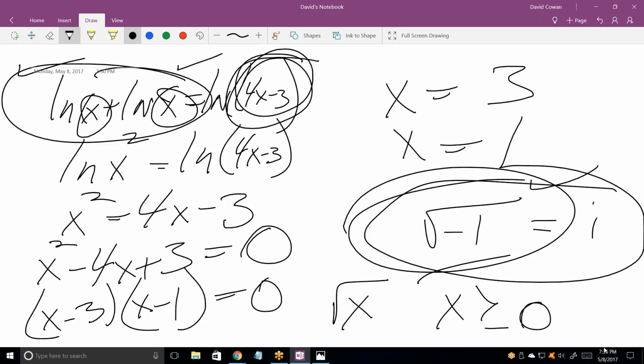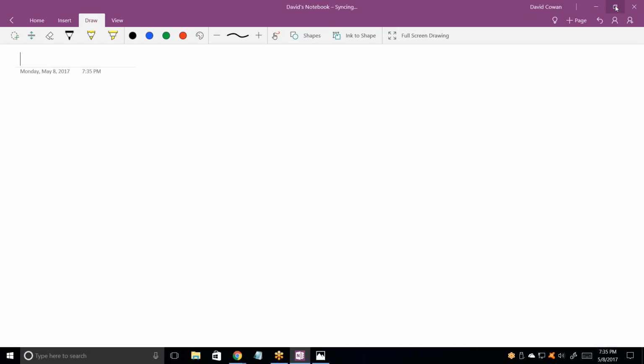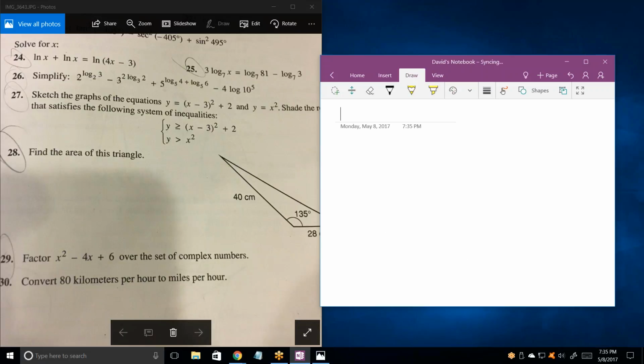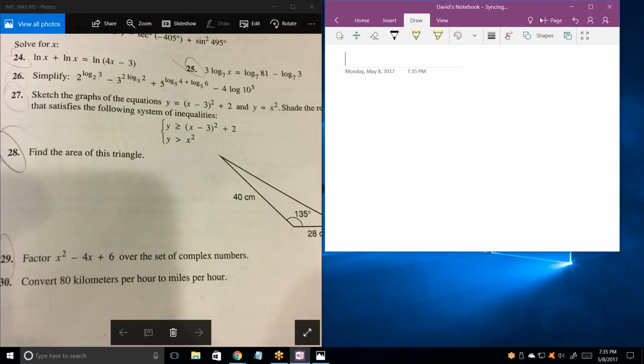And it doesn't matter if you're using the natural log or any base log. You cannot take the log of 0. You cannot take the log of a negative number. So you can only take the log of a positive number. Exactly. Not 0. All right. Gotcha. So, 25.